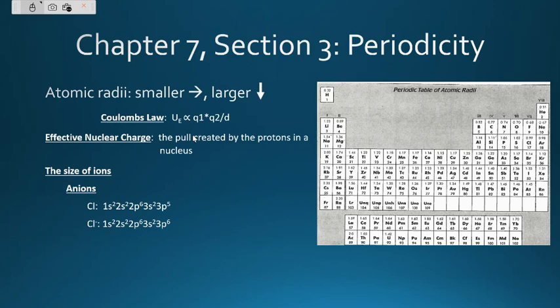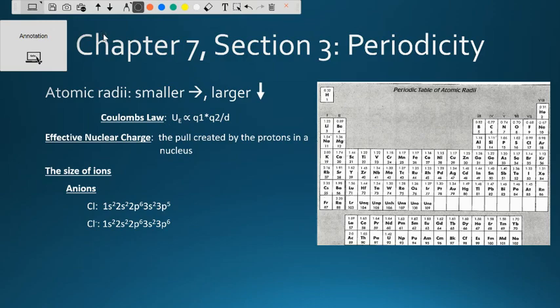So if we take a look at the size of the ions compared to the atoms, we see that the chlorine atom itself is going to be a little bit different than the chlorine ion. We did that in the last section, the electron configurations. It is still chlorine, and chlorine has atomic number 17, meaning that it has 17 total protons. Well, we have 17 protons in both cases, don't we? But here we have 17 electrons, and here we have 18 electrons. So what happens?